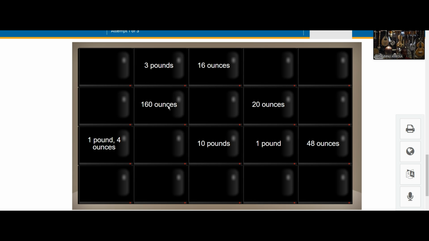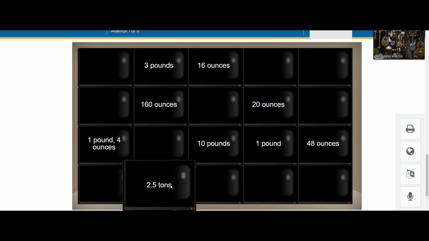Then I think maybe beside this we have 10 pounds. So 10 pounds, 10 times 16 is 160, right? So we have this. Then maybe we can go under this place. We have 2.5 tons. Wow, this is a really large one.